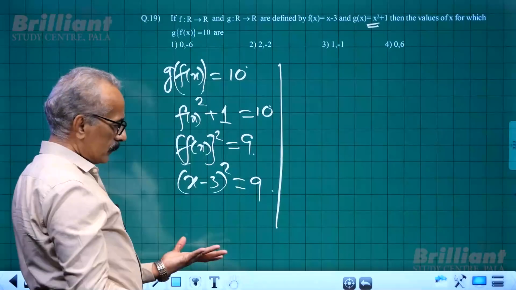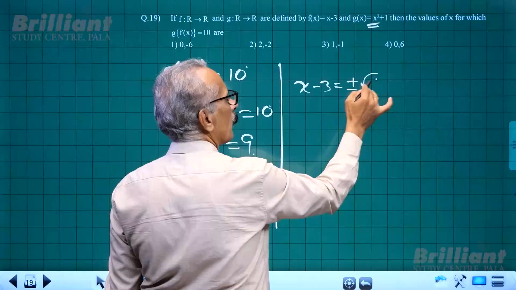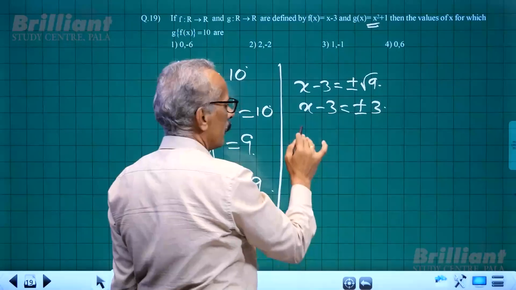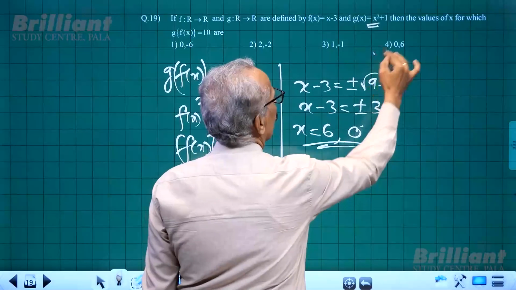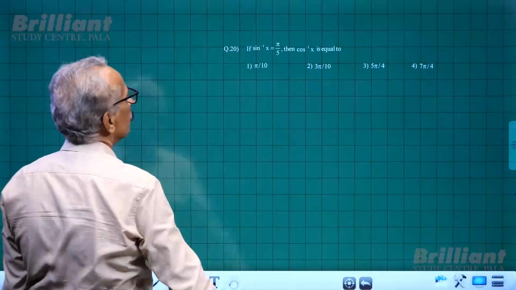See, the least number of steps I take. So x minus 3 is equal to plus or minus root 9. That is, x minus 3 is equal to plus or minus 3. Therefore, x is equal to 6 or 0. You have 0, 6 as your answer. On to the next question.